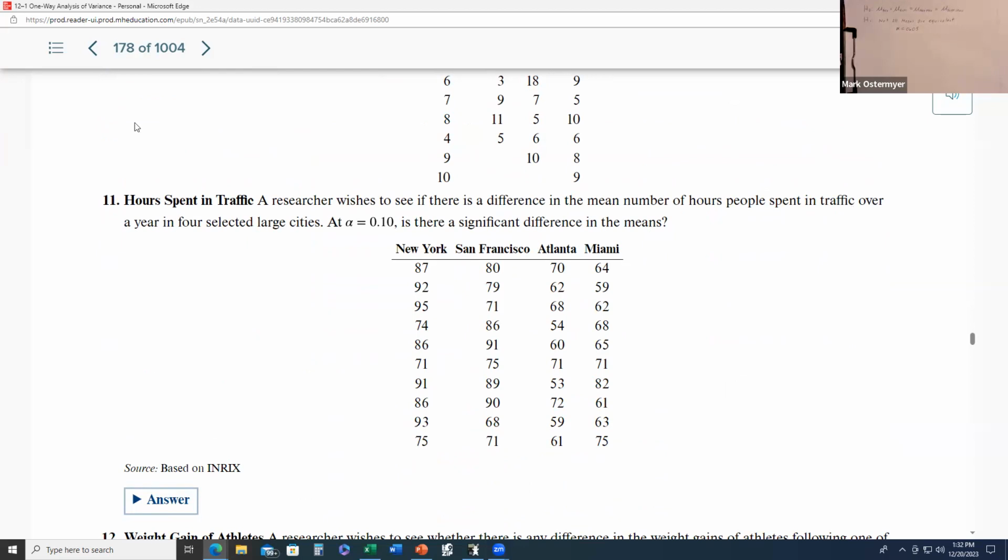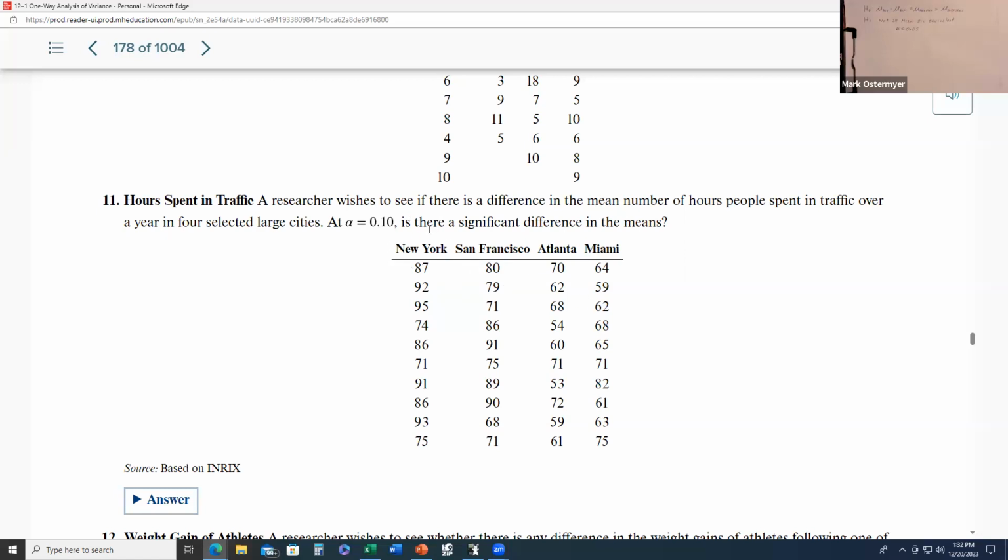Let's see. This one looks interesting. Number 11 here, a researcher wishes to see if there's a difference in the mean number of hours people spent in traffic over a year in four selected large cities. So this study was conducted for these cities, New York, San Francisco, Atlanta, Miami, to see if the mean number of hours spent by people in traffic in these cities over a yearly period is the same or not. This is an interesting investigation here.